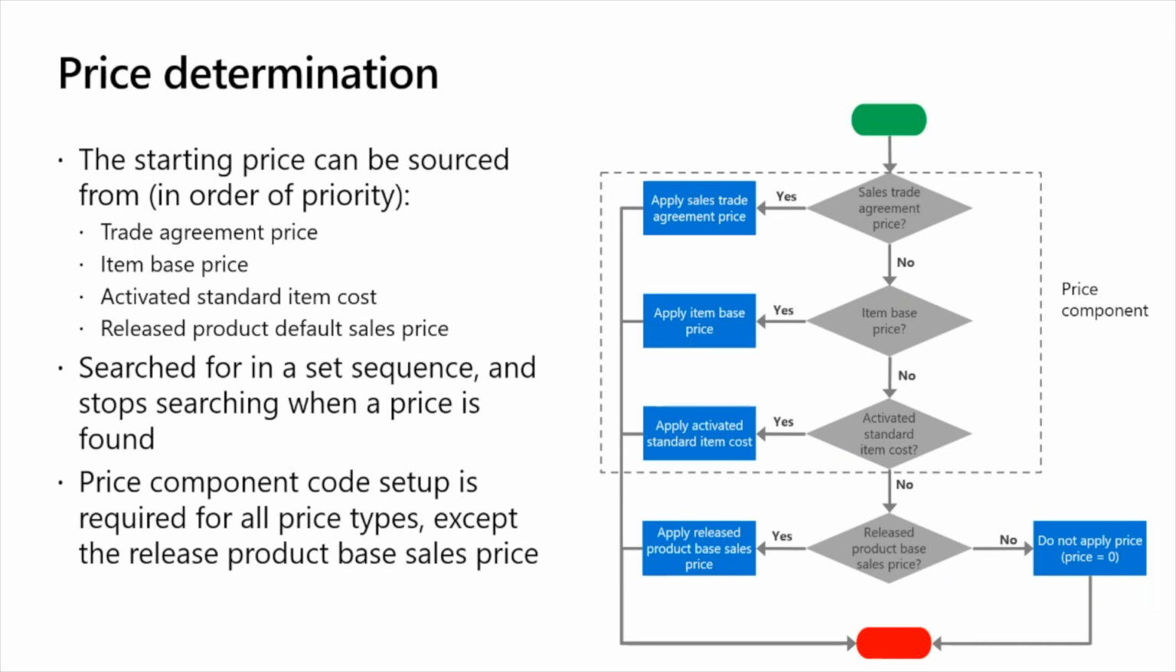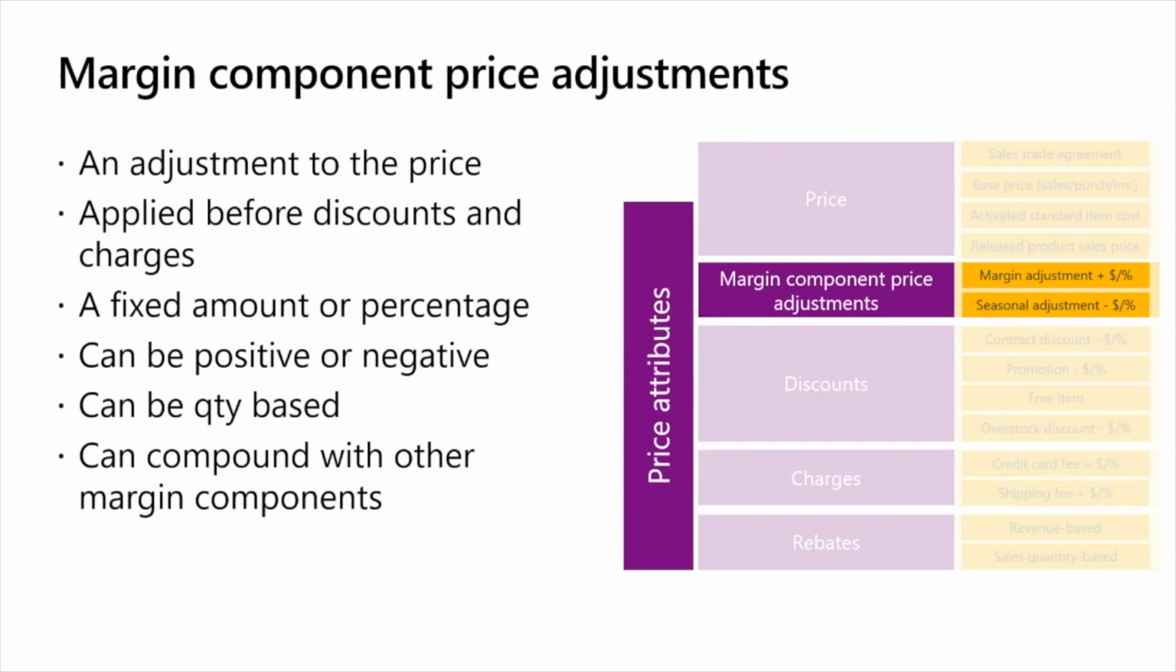As you can see, the price is searched for in a set sequence, starting from the sales trade agreement price. When a price is found, the search stops and that value is applied. If no price is found, the price is zero. Now let's talk about the margin component price adjustment. After the price is determined, adjustments can be made to the price at the time of order before discounts or charges are applied. These adjustments can be a set amount or a percentage and can be positive or negative. Adjustments can be driven based on order quantity and can compound with other price adjustments.